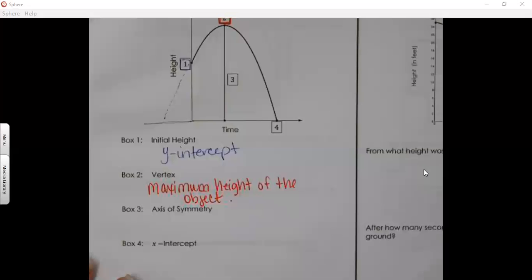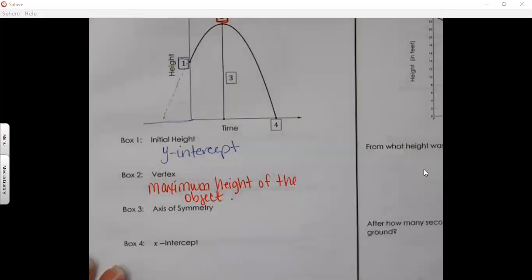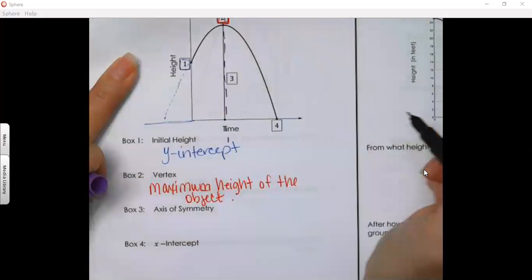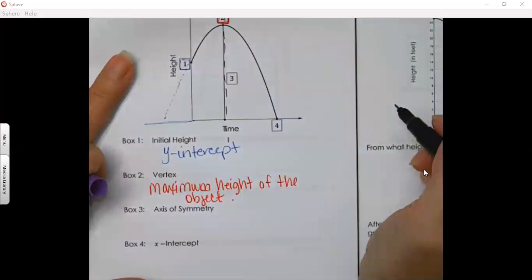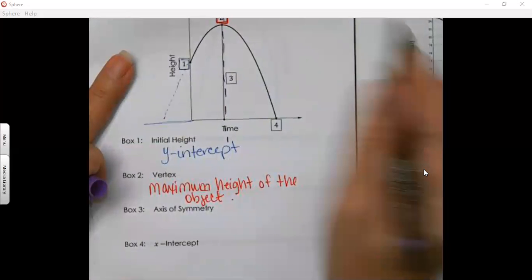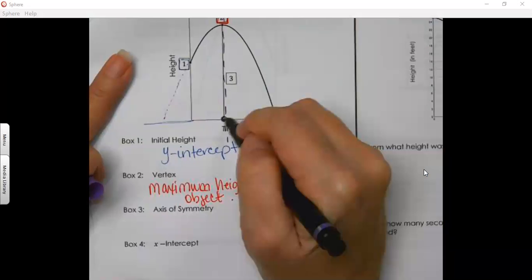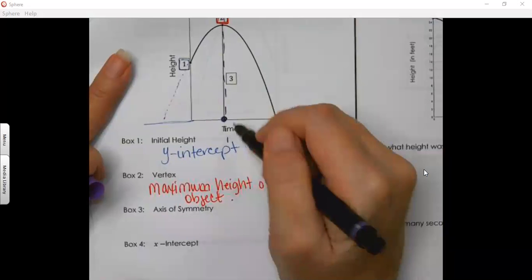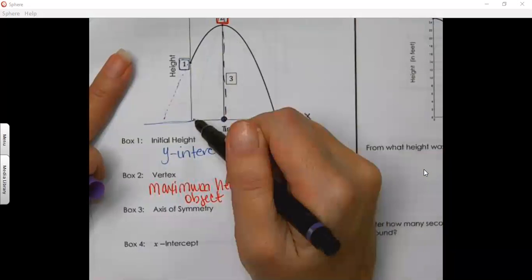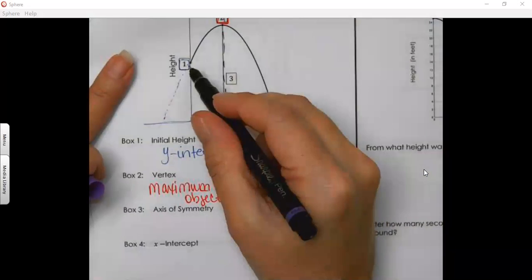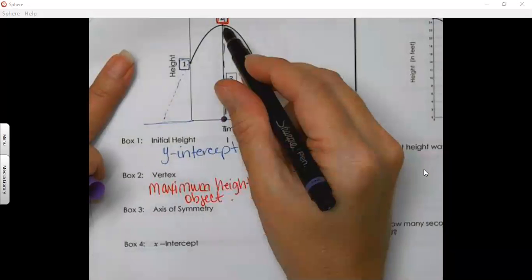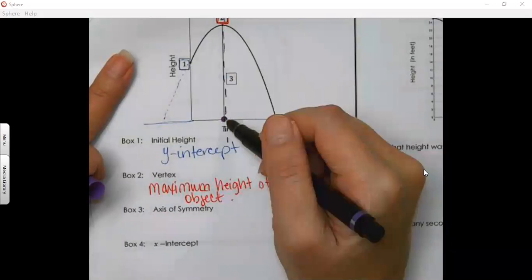Your axis of symmetry, that is the line where if you folded the parabola in half on that dotted line that I just drew in, it would make the left side and the right side symmetrical, right? And if you look to where your axis of symmetry meets the x-axis, that can tell you how long it takes from the time the object leaves its initial point to get to its maximum height. Okay, so how long it takes the object to reach maximum height.